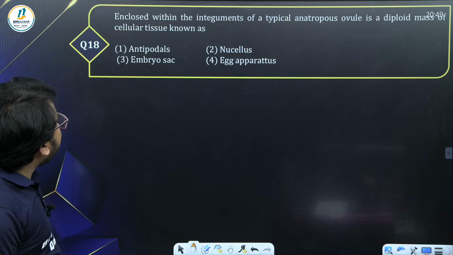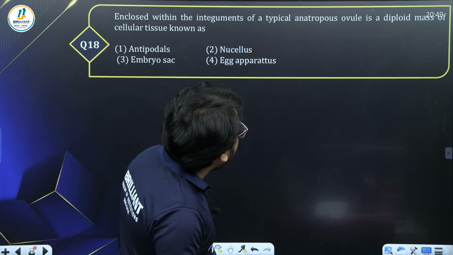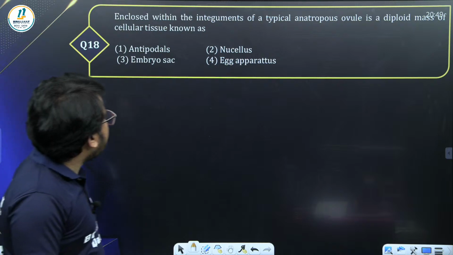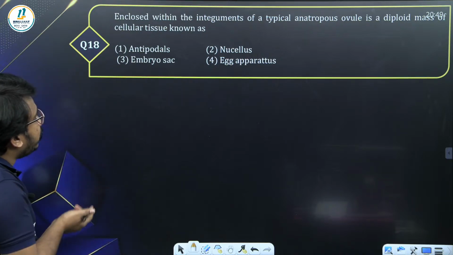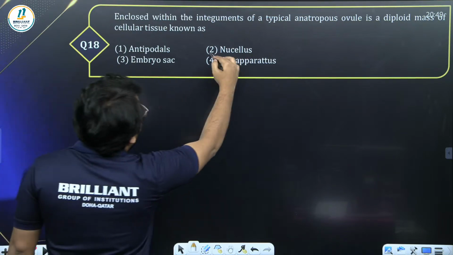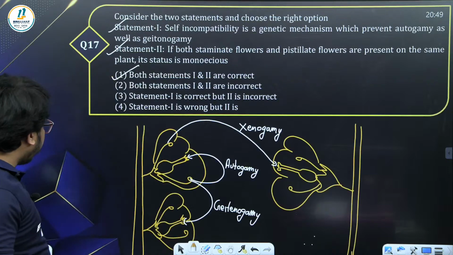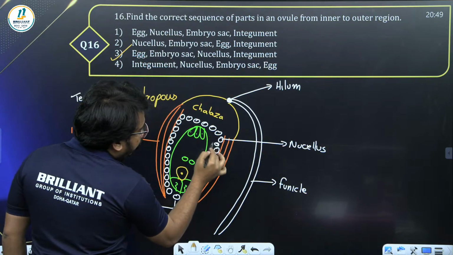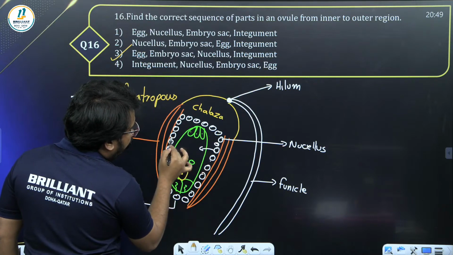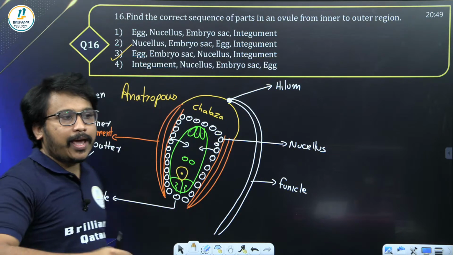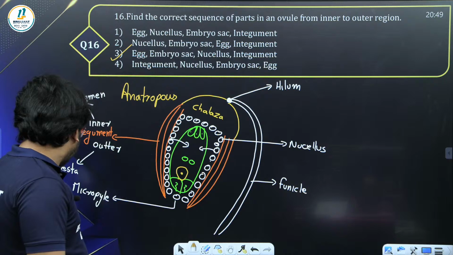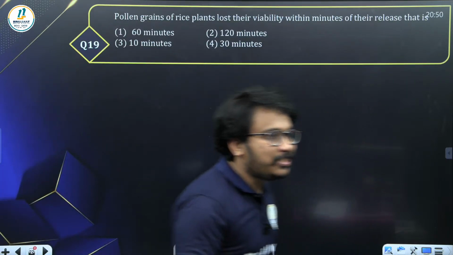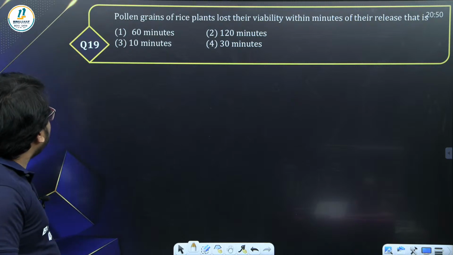Now, enclosed within the integuments of a typical anatropous ovule is a diploid mass of cellular tissue. So what is that diploid mass of cellular tissue? The answer is nucellus. That is the nutritive tissue for the embryo sac. This is nucellus. This will be the diploid mass of cells that will provide all the nourishment to the developing embryo sac. Yes, very good. Mohammad Hisham has answered the question.